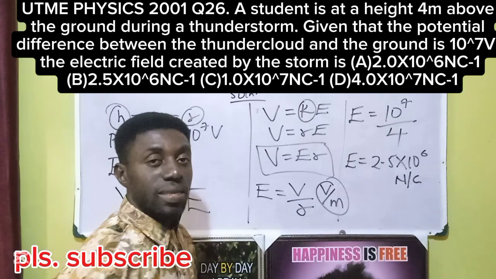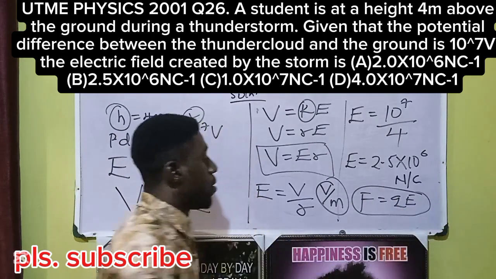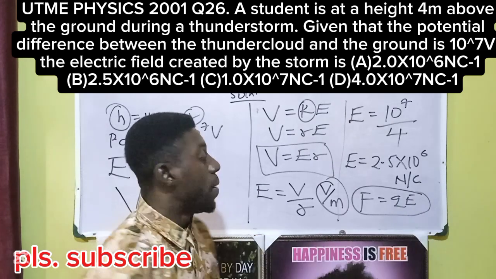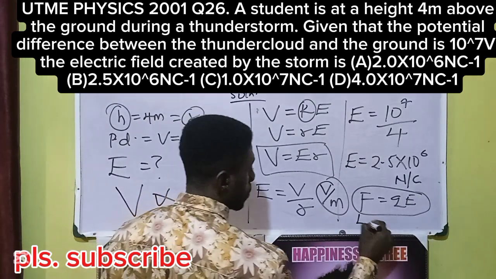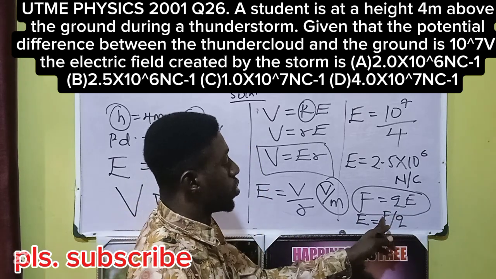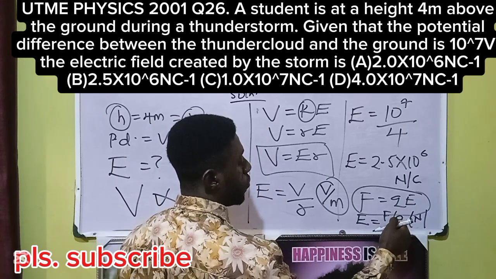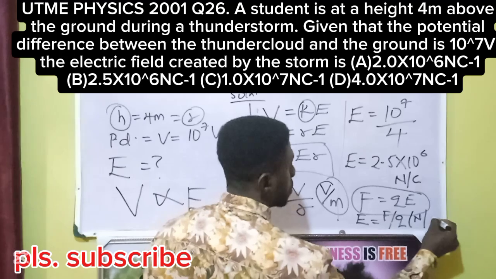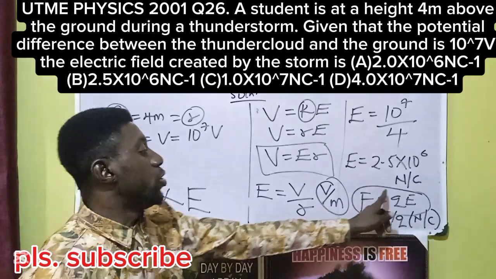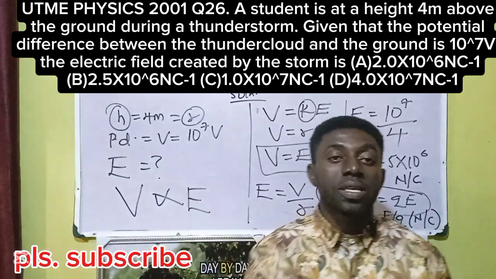Why? Because there's another formula that says F is equal to QE, where F stands for electric force, Q for charge, E for electric field. Making electric field the subject, we'll be having F over Q. And that's what led to Newton per coulombs. Unit of force, Newton, over unit of charge, coulombs. So it's either you measure electric field or electric field intensity in Newton per coulombs or volts per meter. Either can go.